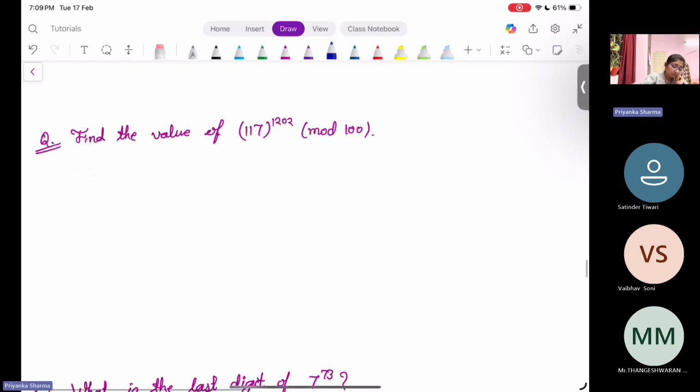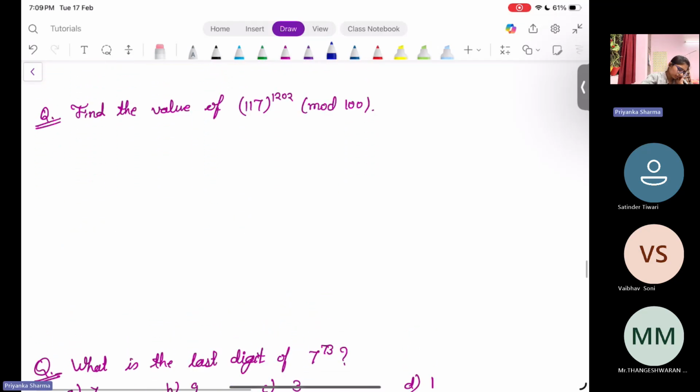Now what will be the value of this? Here we have to apply Euler's totient function because 100 is not prime. But here 117 and 100 are co-prime to each other, so we can apply that part.